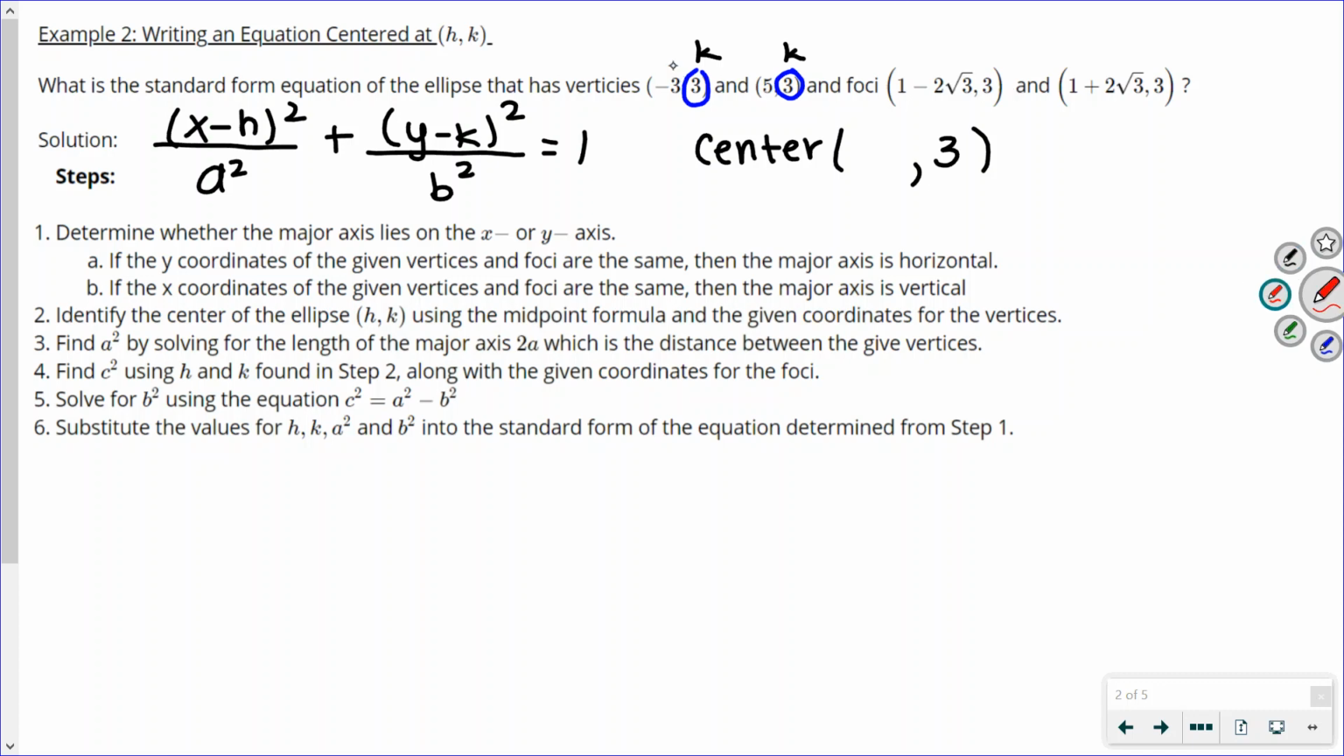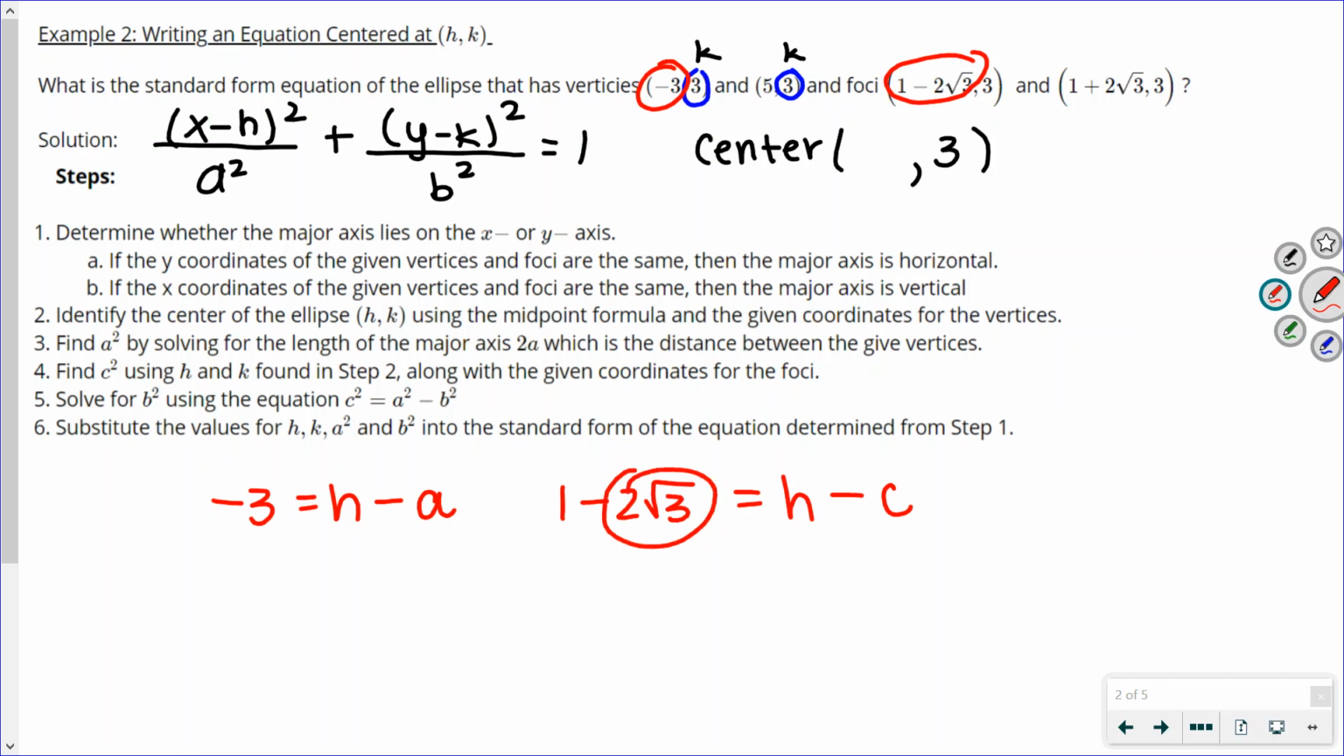So I'm going to take this negative 3, and that equals h minus a. And over here we have this one, which is 1 minus 2 square root 3, and that equals h minus c. It's pretty obvious what c is here: 2 square root 3, which means that my h value must be 1. So I'm going to write that my h value is 1.